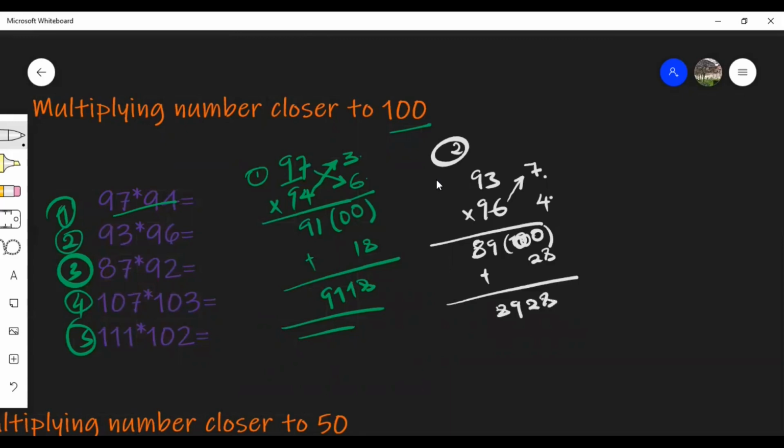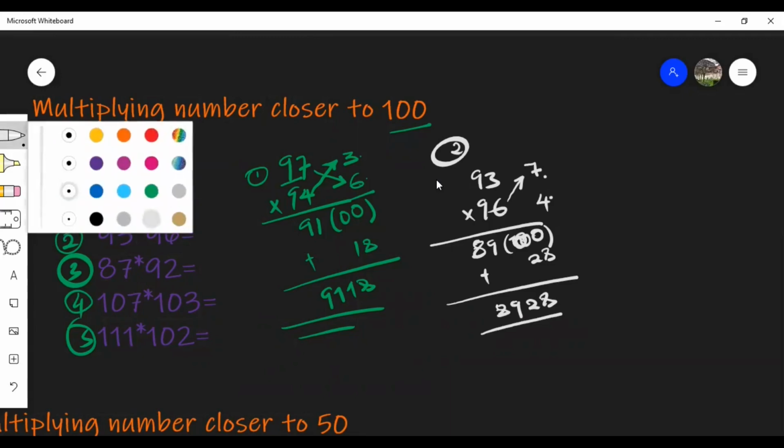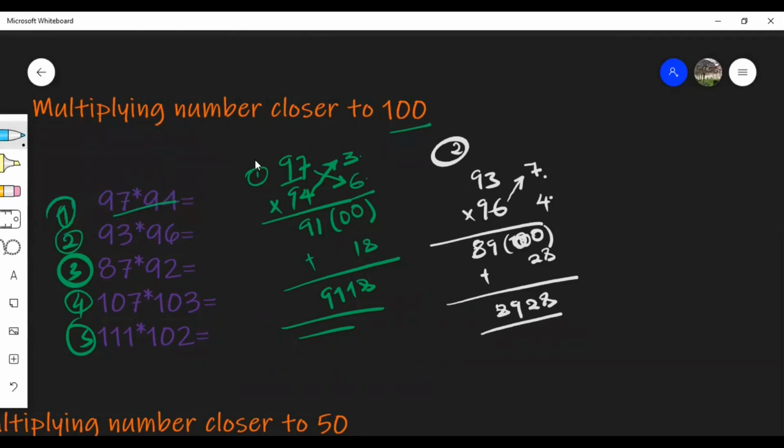If you are in school and you get this kind of calculation, you don't have to go away. There's always a shortcut. And this is the reason why I'm giving you this, so that you always have shortcuts to your calculation. Let's go to number 3.